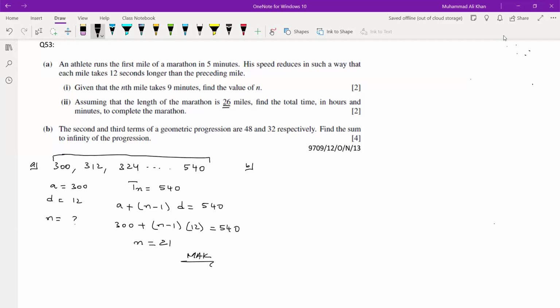तो सम के लिए फॉर्मूला अप्लाई होगा, एस एन. एन कितना है जनाब? 21. equals n by 2 into 2a. What is a? 300 plus n minus 1, 21 minus 1, and the common difference is 12. So according to this, what is S21? What is S21? Calculate.